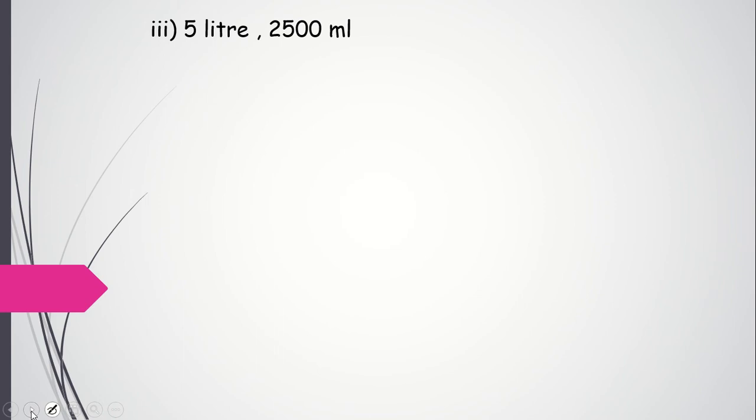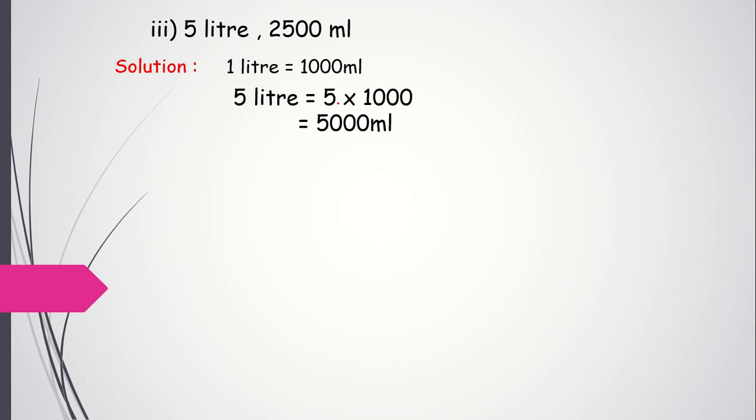5 liters and 2500 milliliters. So here we convert both into milliliters first. 1 liter is 1000 milliliters. Now these conversions you are supposed to know. It will not be given in the exam. 1 liter is 1000 milliliters. So 5 liters would be 5 into 1000, that is 5000 milliliters. And here it is already in milliliters.